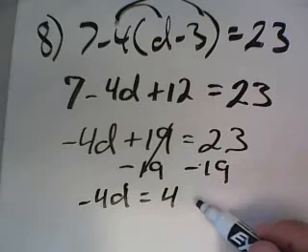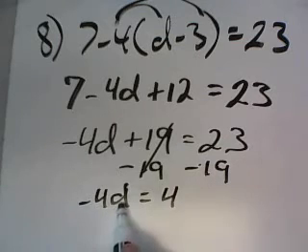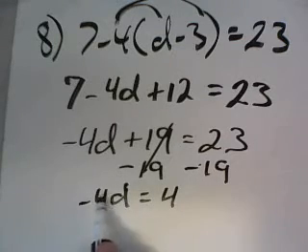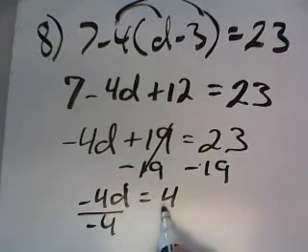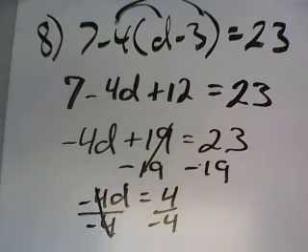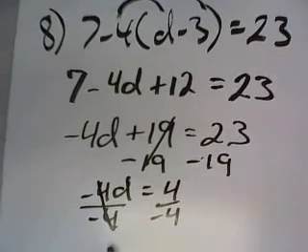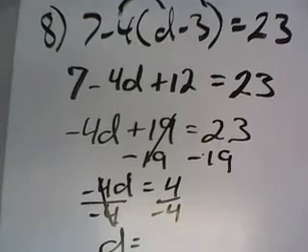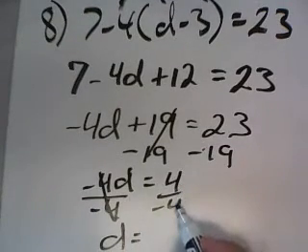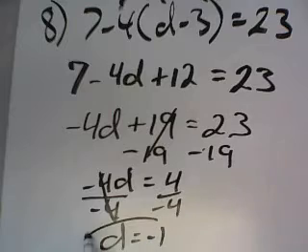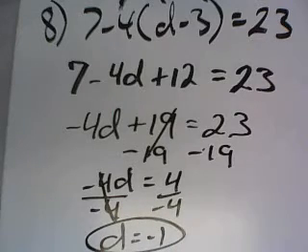23 minus 19 is 4. And then I'm going to undo multiplying by negative 4 by dividing by negative 4. So if I divide both sides by negative 4, our final answer is that d is equal to 4 divided by negative 4, which is negative 1. And that's what we should get for number 8.